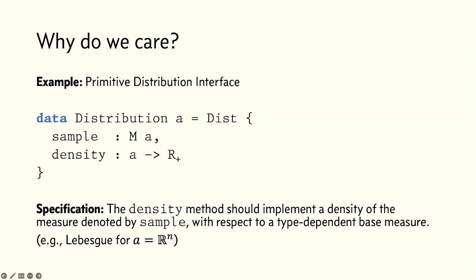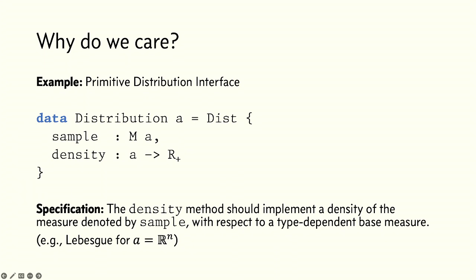And usually the specification of that density function is type dependent. So if I have a distribution over Booleans, I want a probability mass function. If I have a distribution over the reals, I want a probability density function, right? And a way that you can make that formal is to say that for every type, there's some base measure, like the counting measure or the Lebesgue measure, and density should be computing a density with respect to that base measure.